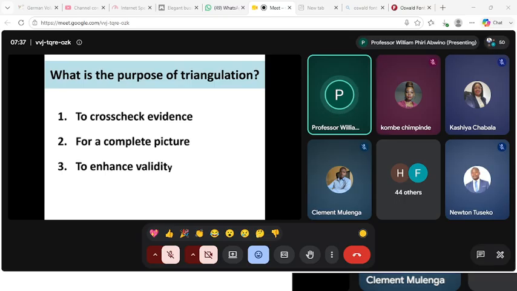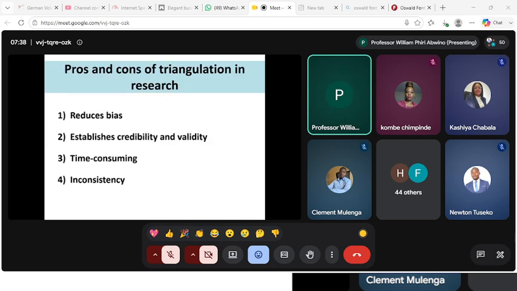But also, it helps you to have a complete picture about what you are studying or what you are investigating. And of course, it will be able to enhance validity. So those are the purposes why triangulation is actually important.